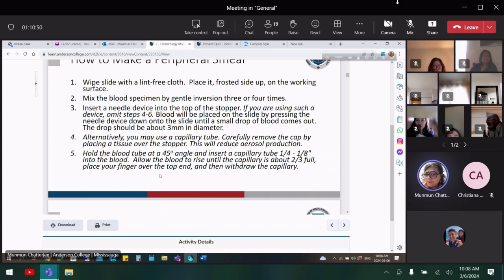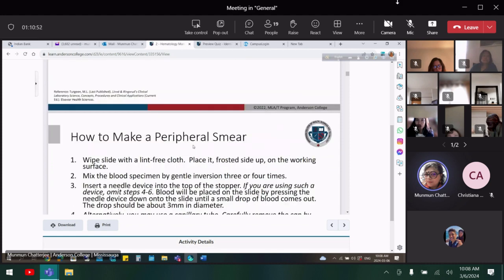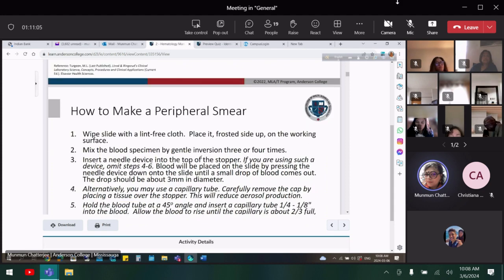So basically, this is already done. We already described how you are going to do a peripheral smear. First, you have to wipe the slide with a lint-free cloth or lens paper. Place the frosted side up, as I told you. That is the working surface. Then you have to label the slide.